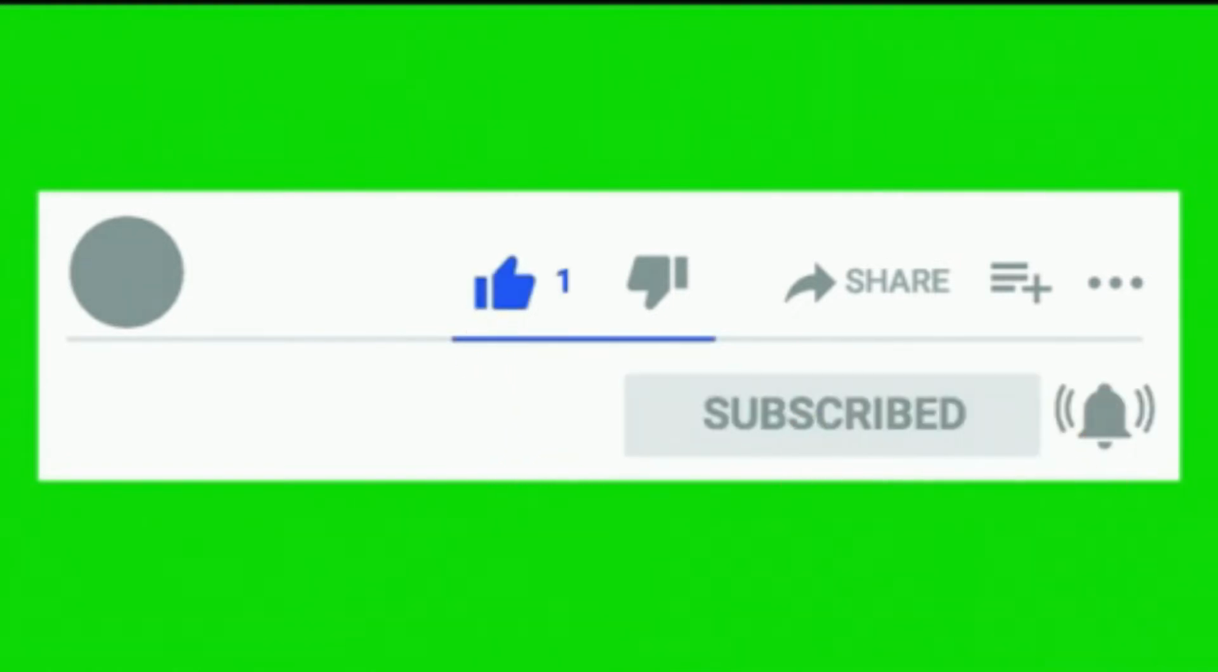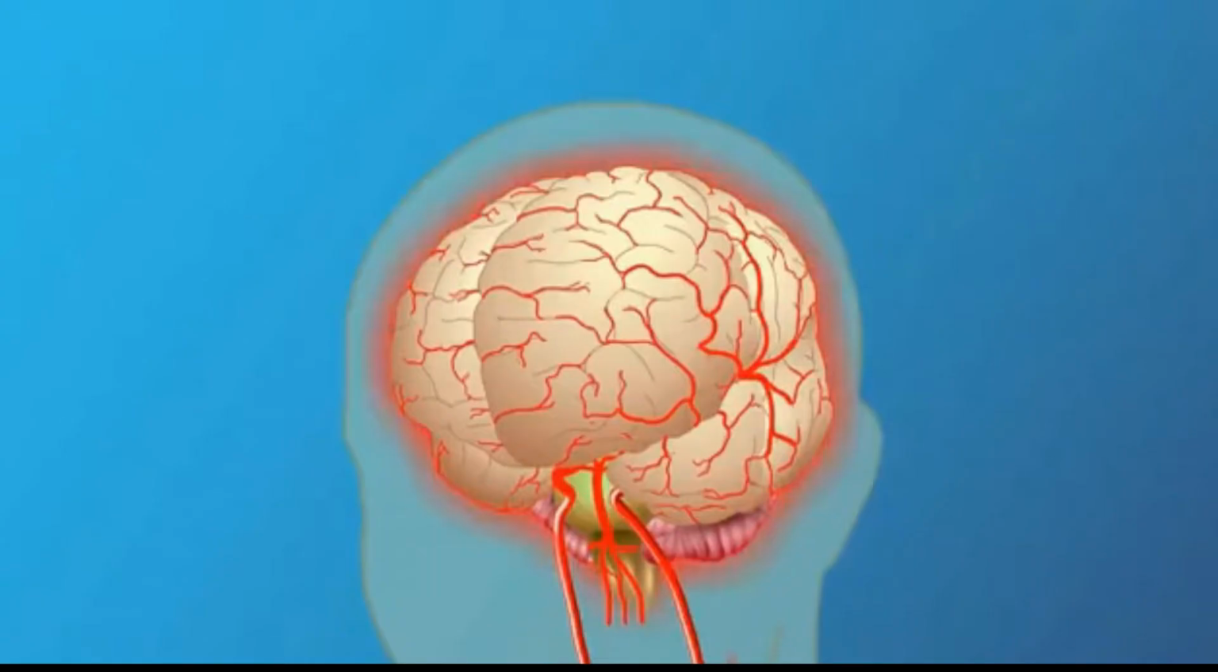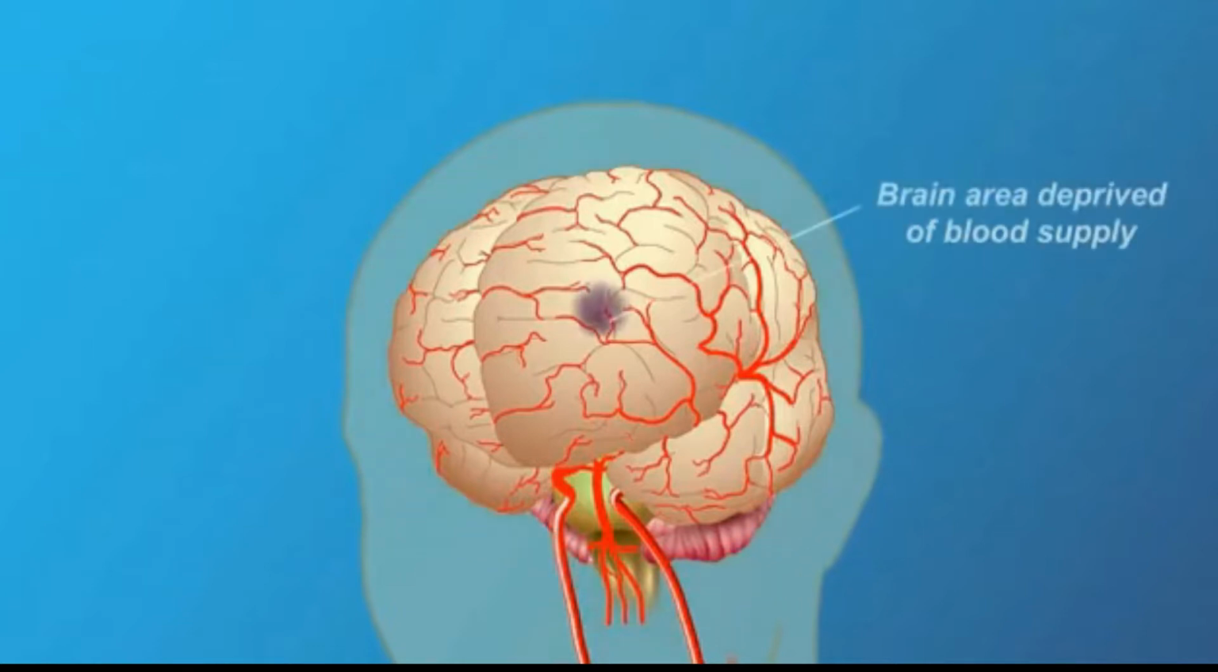Now, let's start learning. So, what is stroke or CVA? Stroke, cerebrovascular accident (CVA), is the sudden loss of neurological function caused by an interruption of the blood flow to the brain.